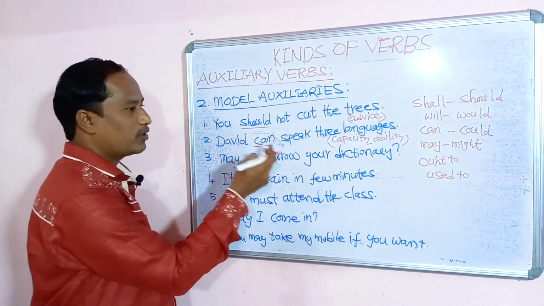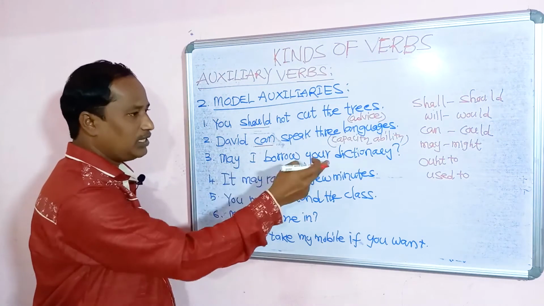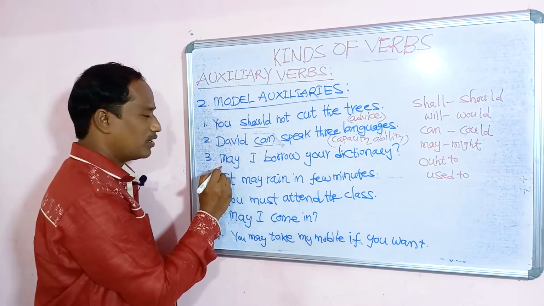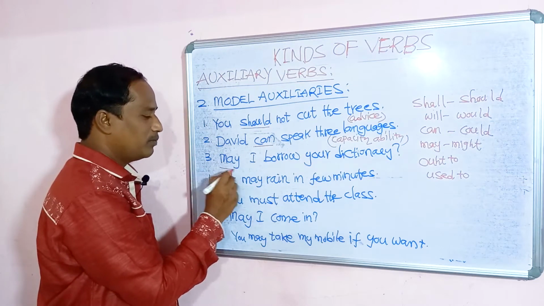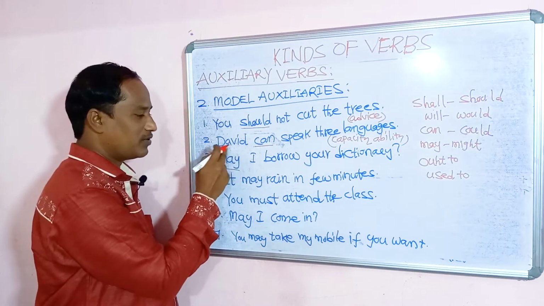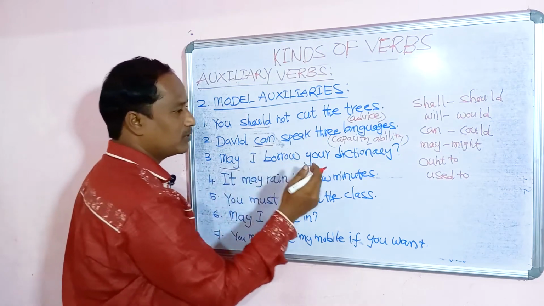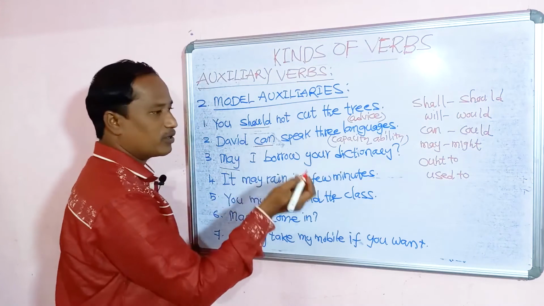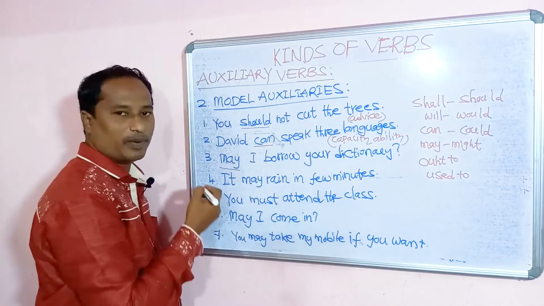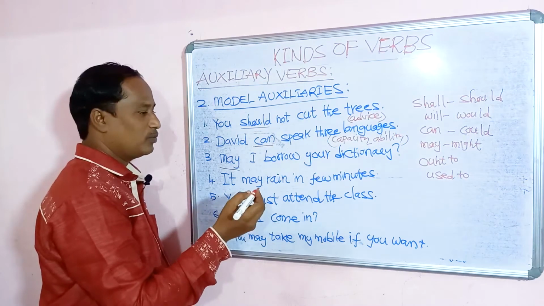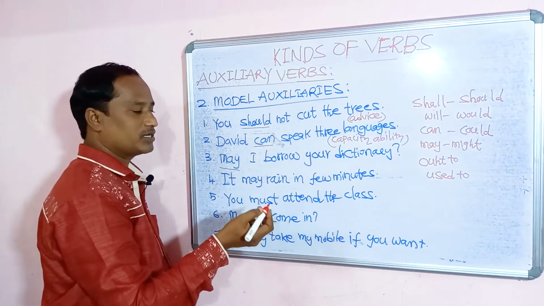Next, may I borrow your dictionary? Here in this sentence, what is the modal auxiliary verb? May. So what is the function that it reveals in this sentence? It shows asking permission. May I borrow your dictionary? Or may I take your mobile? Or may I go there? May I borrow your dictionary, or like that.